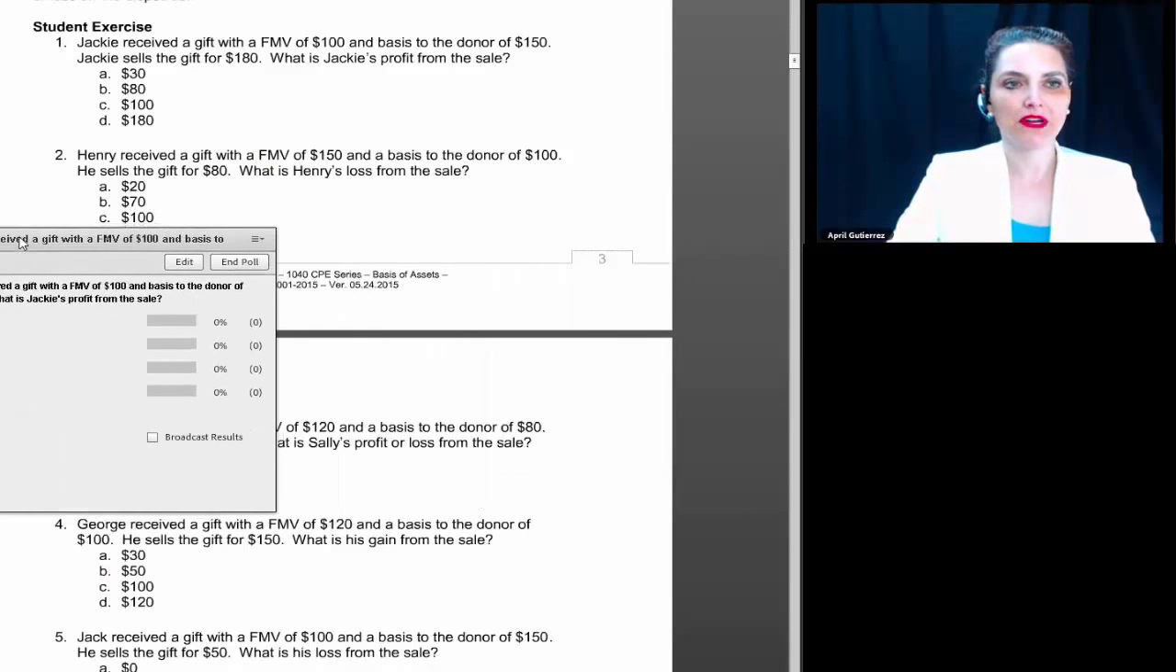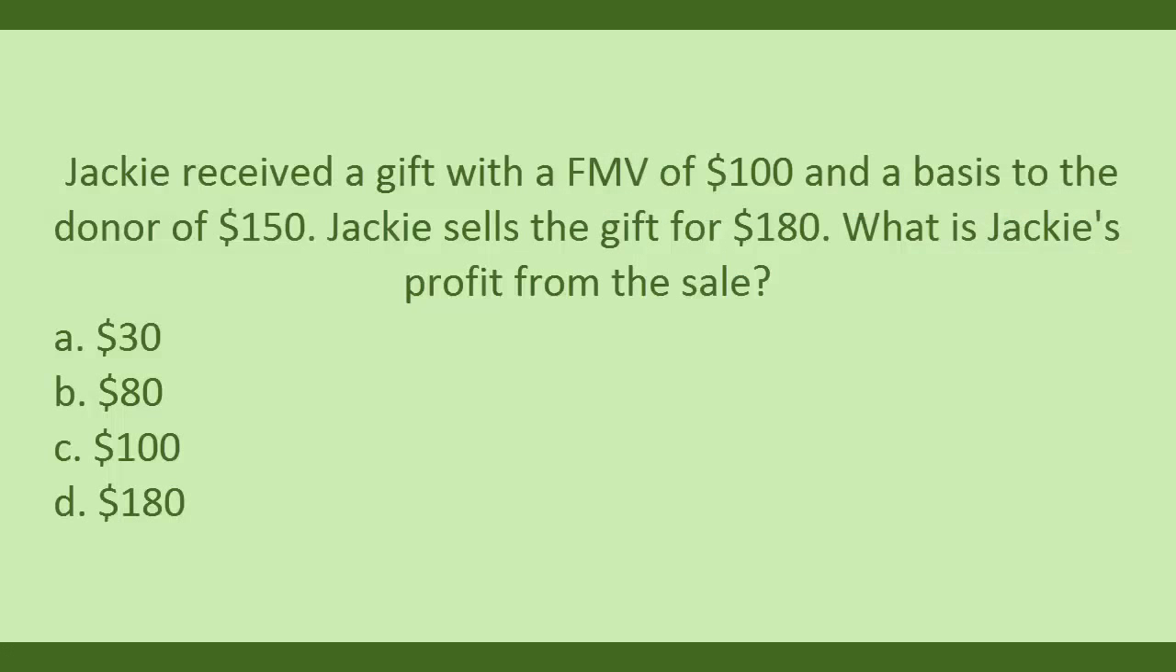So question number 1, for example, says, Jackie received a gift with a fair market value of $100 and a basis to the donor of $150. Jackie sells the gift for $180. What is Jackie's profit from the sale? And your job is to just take a minute to think through this problem and tell me what you think the correct answer is.